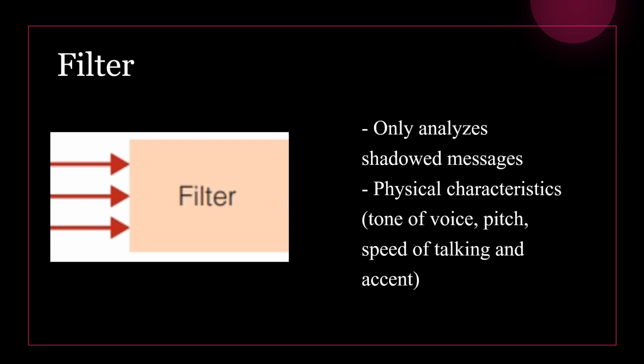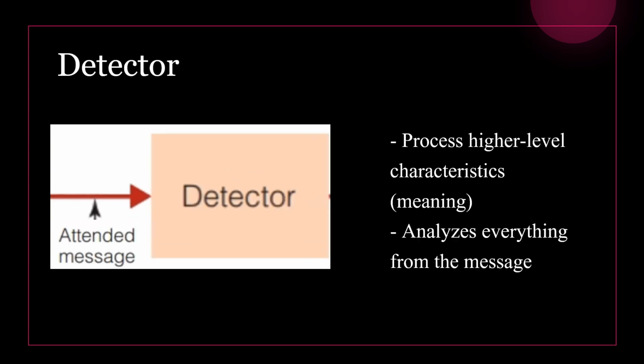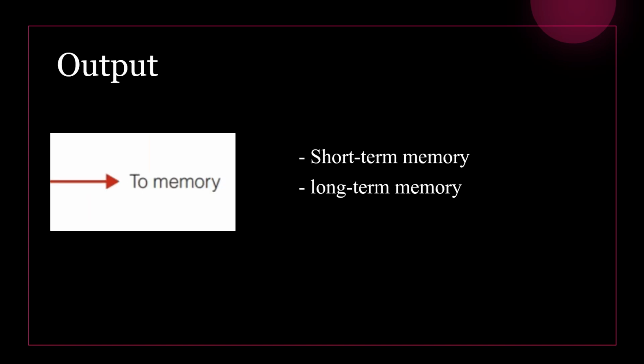Since the information is filtered out at the beginning of the flow of information, Broadbent's model is called an early selection model. The detector will process the message and figure out the higher level characteristics it holds, such as its content. Since it's only the intended message that was let through, the detector will analyze everything it contains. After the detector, the message is sent to the short-term memory, where it stays for 10 to 15 seconds and then is sent to the long-term memory.